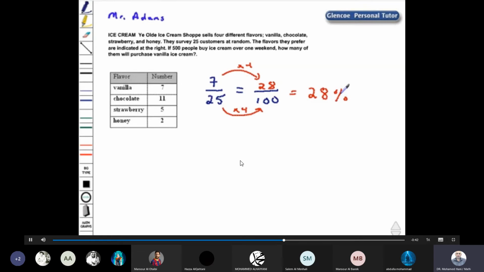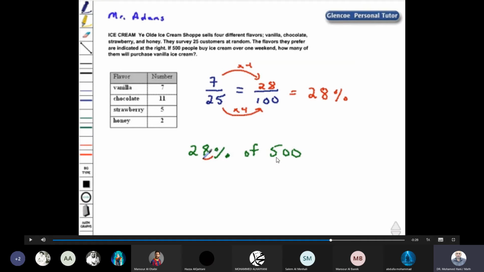So if 500 people were sampled, about how many would choose vanilla ice cream? Well, we can do 28% of 500. We can make our percent a decimal. It becomes, move it 2 places to the left.